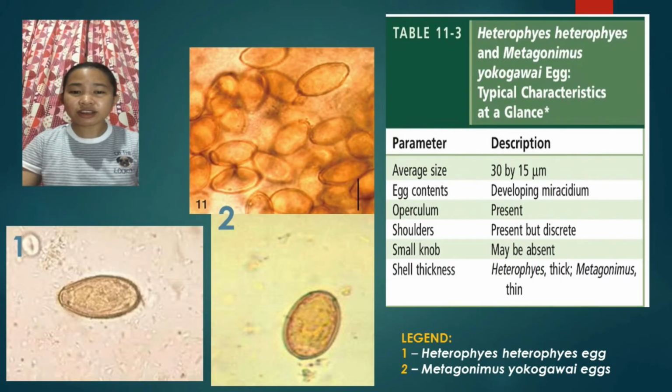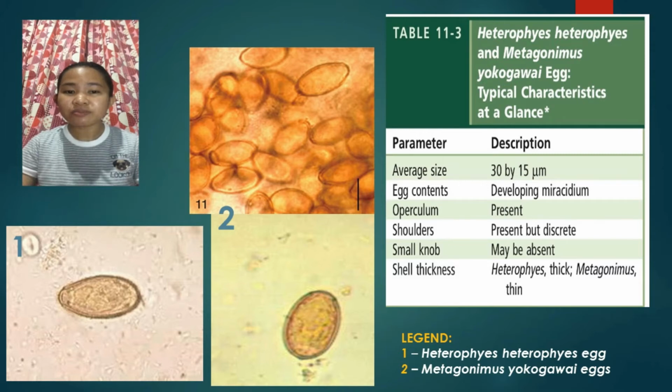Now let us discuss the morphology of the egg of Metagonimus yokogawai and Heterophyes heterophyes. As you can see in the table, the average size of the Heterophyes and Metagonimus eggs is 30 by 15 micrometers. The egg content is a developing miracidium. Shoulders are present but discrete. The small knob may be absent.